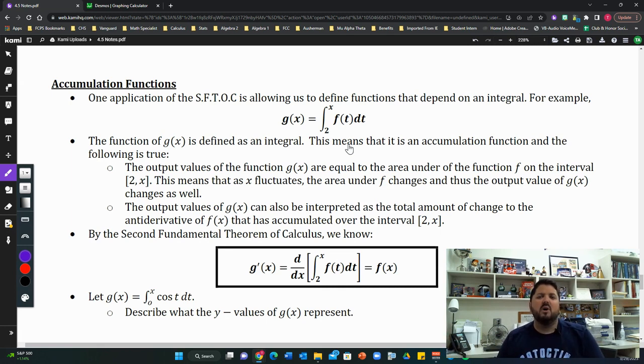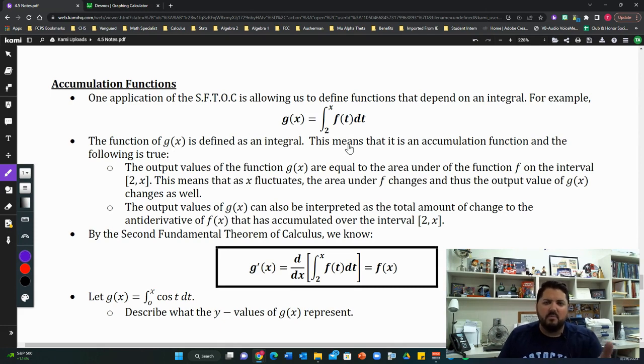It's not that big of a deal because when I pick a value of x, that value of x will now determine how much of the area of f we're going to accumulate. So as that value of x fluctuates, we're going to accrue or accumulate more and more area under the graph of f. And so the output of g of x changes as well.